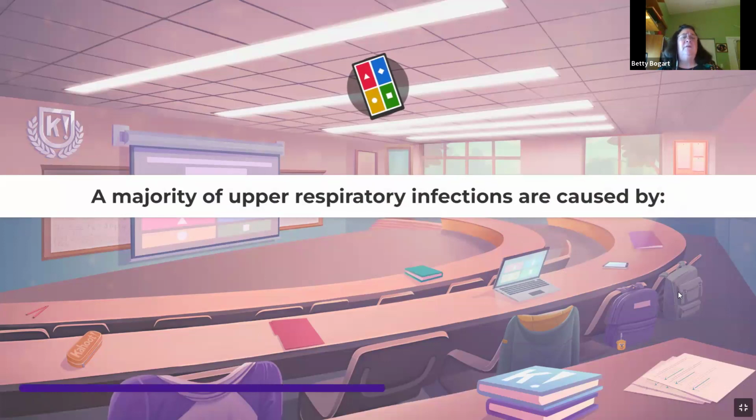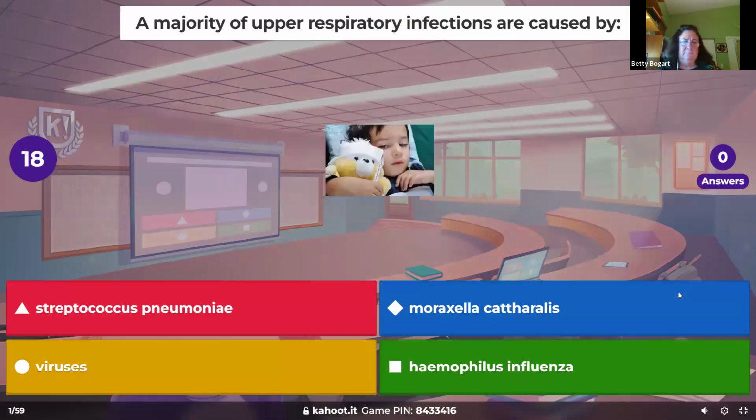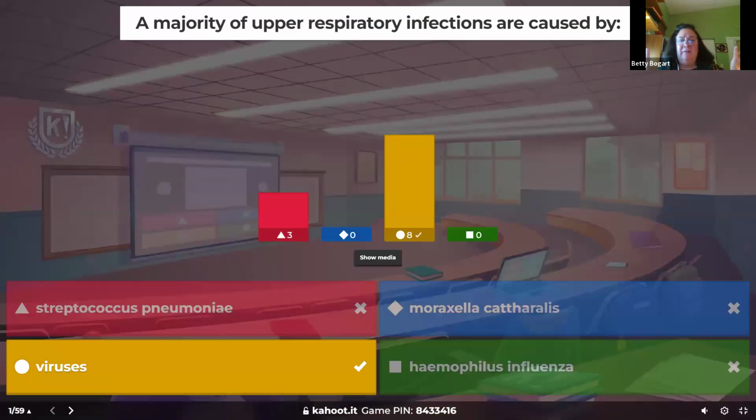A majority of upper respiratory infections are caused by what? URIs. What are they caused by? The majority. It's viruses, okay? Strep, no. Upper respiratories, we always say viral pharyngitis, upper respiratory. We do what? Tylenol, Motrin, fluids, rest. That's supportive care.